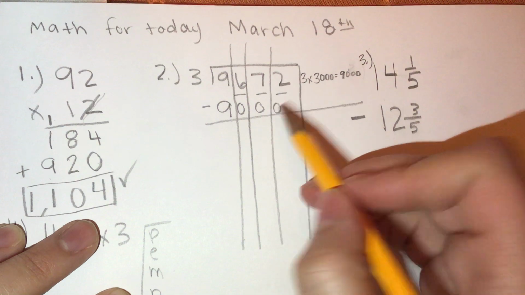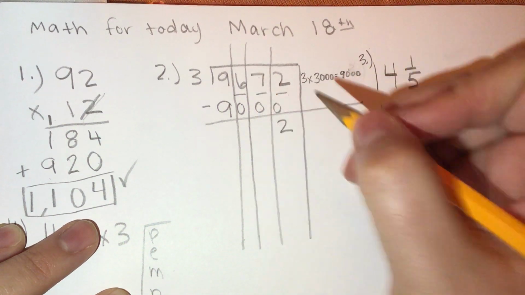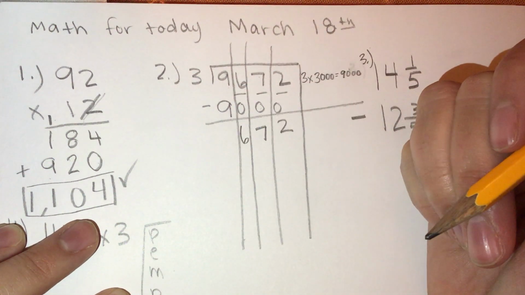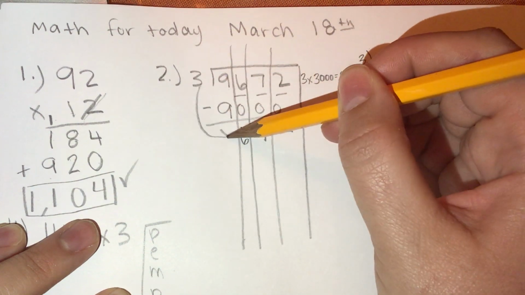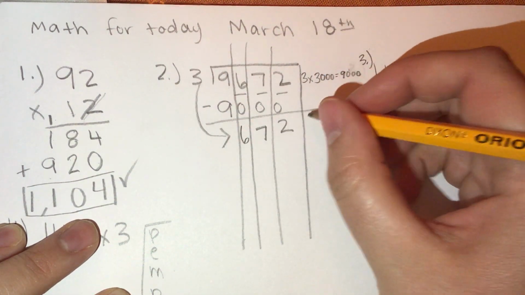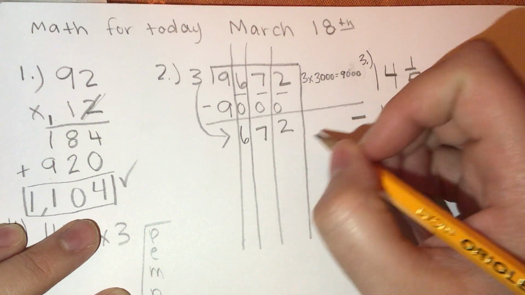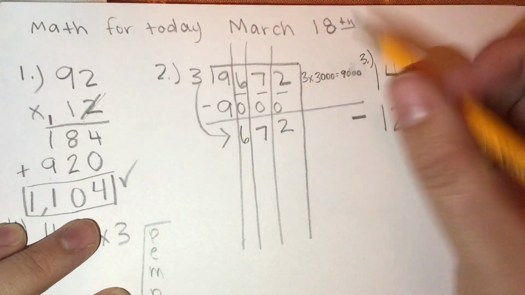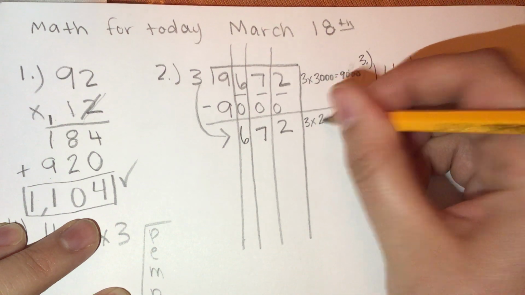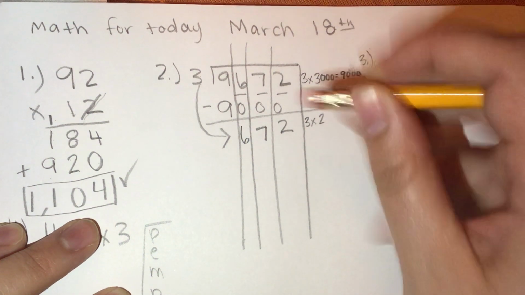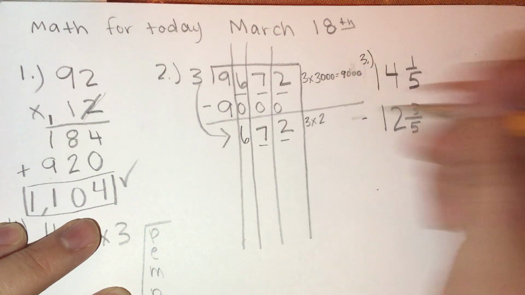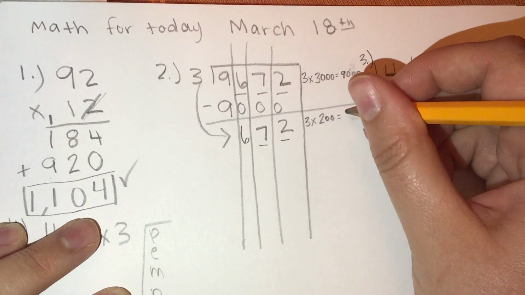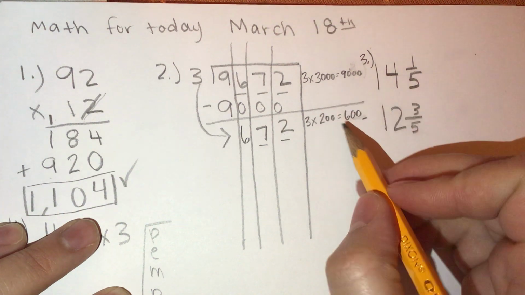Okay, 2 minus 0, 2. 7 minus 0, 7. 6 minus 0, 6. And 9 minus 9 is 0. So now I'm looking at 3 goes into 672. Now I don't need to know the multiplication fact for that. I can figure it out with adding some zeros to some of our basic multiplication. So 3 times what equals 6? 3 times 2. So if 3 times 2 equals 6, if I add a couple of zeros for my ones place and my tens place, that will equal 600.